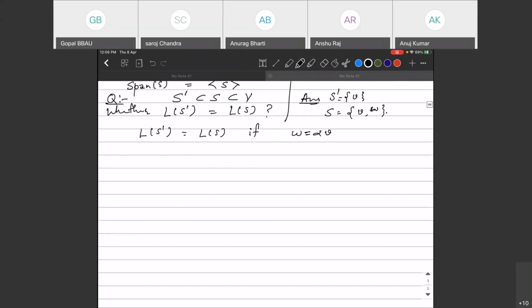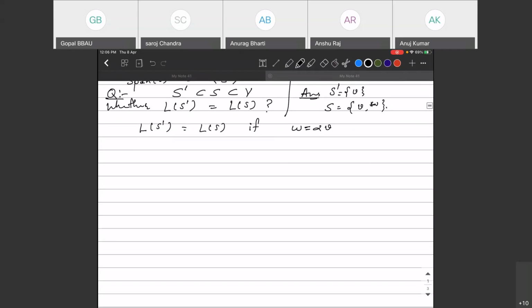From here, then we asked another question. Say if we have, we take V, W, which is our S dash, then S is U, V, W.